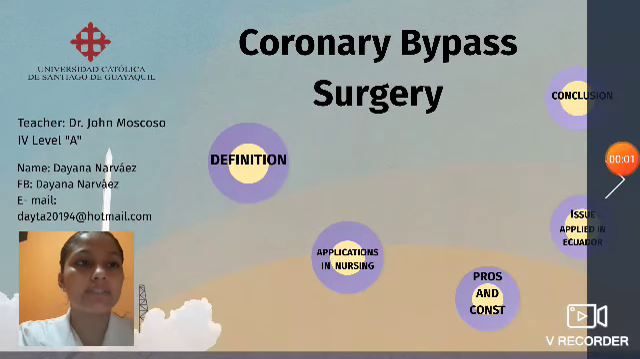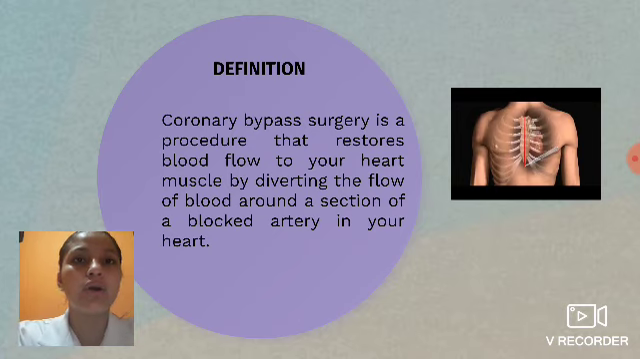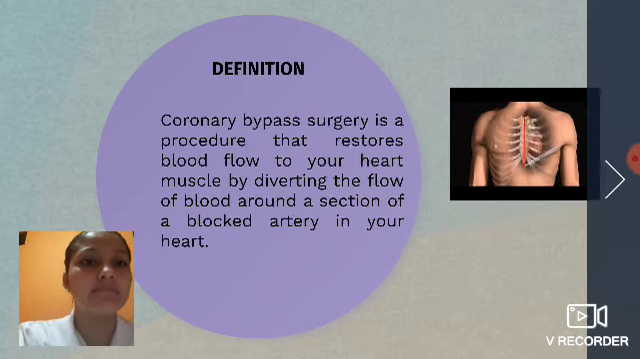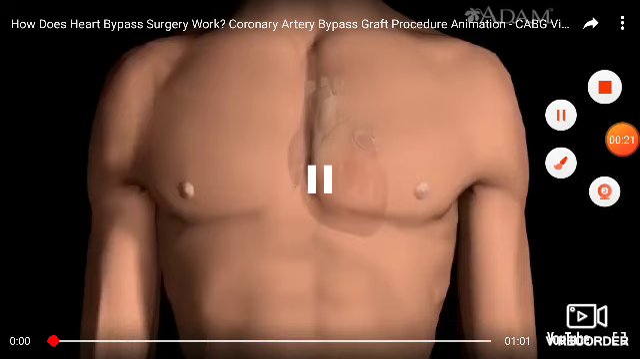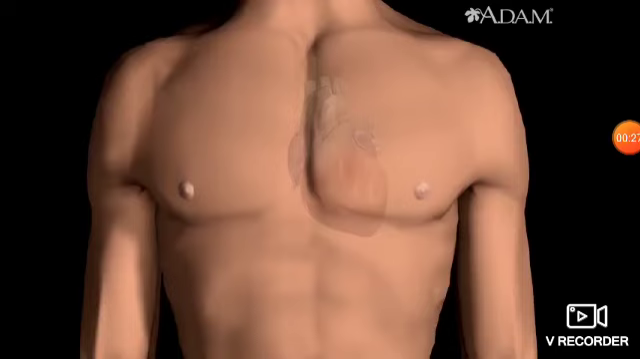Coronary bypass surgery. Definition: coronary bypass surgery is a procedure that restores blood to your heart by diverting the blood around a section of the blocked artery in your heart. Heart bypass surgery creates a new route, called a bypass, for blood and oxygen to reach the heart.